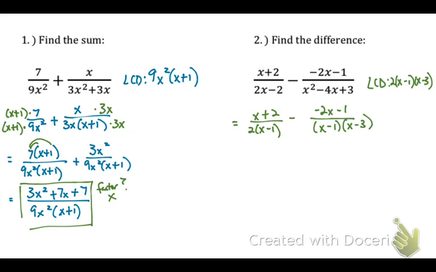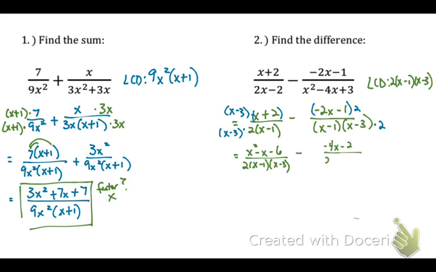So now we'll multiply by what we're missing in our common denominator. So the expression on the right is going to get multiplied by 2, and on the left, x minus 3. So let's write what we have on the left then. When we multiply those together, we get x squared minus x minus 6 over our common denominator. And when we multiply the top by 2, we get negative 4x minus 2 over our common denominator.